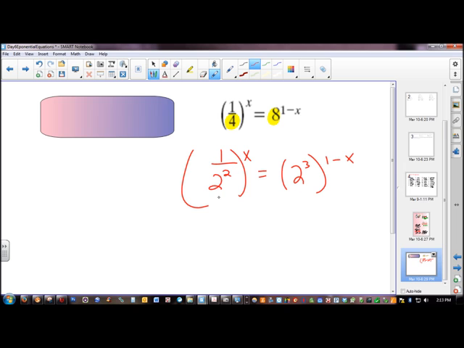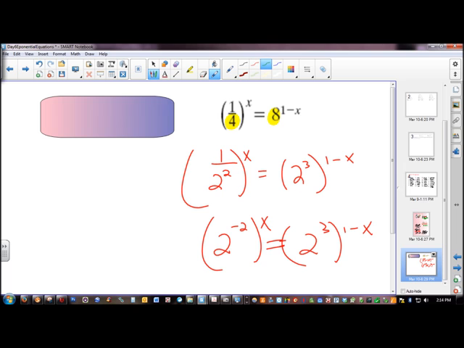Okay, well, we need a base of 2, and we have a common base of 2, but this base is in the denominator. So the question is, how can we change that to a base of 2 in the numerator? Well, that's as simple as changing that positive 2 exponent to a negative 2. I can rewrite this expression. I can move that 2 squared to the top of the fraction. When I move it to the top of the fraction, I change the sign on the exponent. So now it's 2 to the minus 2 times x is equal to 2 to the third times 1 minus x, and I'll use that to write my equation and solve it.